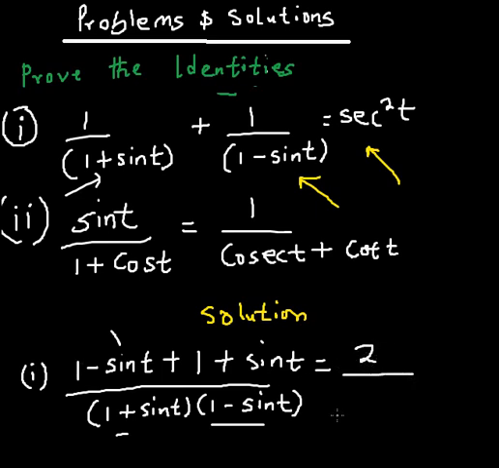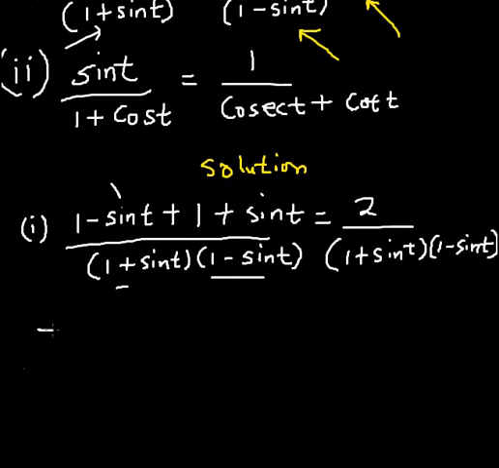It's going to be 2 all over 1 plus sine t, then bracket open 1 minus sine t. Now if you look at the denominator of the fraction, this is a difference of two squares. Of course, you know the two brackets have the same expression. The only difference is that one is plus, while the other one is minus. So this is a difference of two squares.